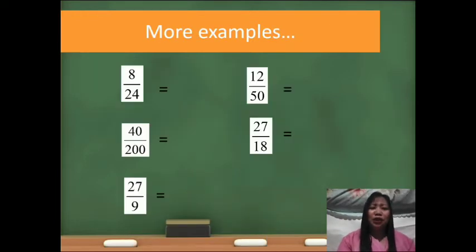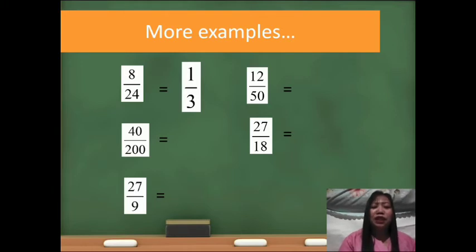It's your turn now. We need to simplify the following ratios. Number 1 is 8 over 24. What is the simplified form, or simplest form, of 8 over 24? Yes, it is 1/3. Very good. What about 40 over 200? Good job! It is 1 over 5.